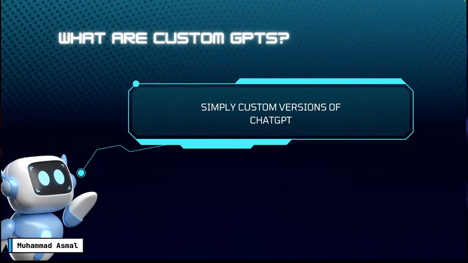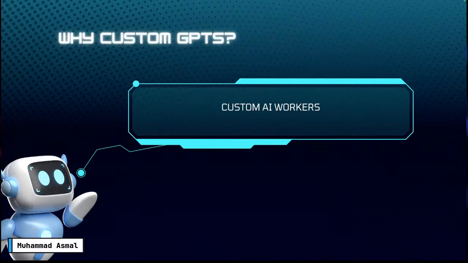So simply, custom GPTs are just custom versions of ChatGPT that you can make that are tailored for you. So you can train it how to behave. You can train it on any knowledge that you want, custom knowledge, and you can also train it on specific tasks. And why custom GPTs? Why would you want to use custom GPTs?